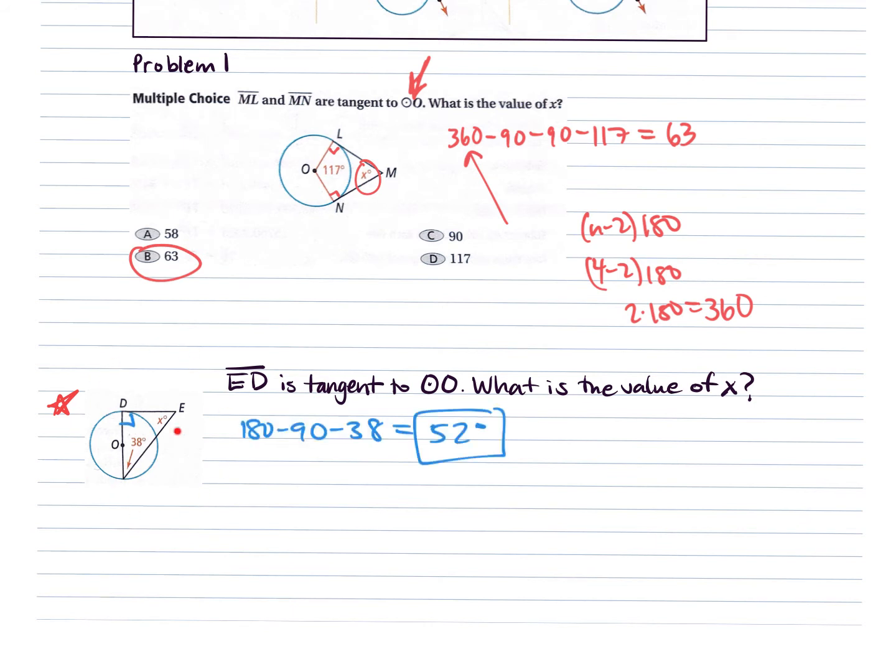Okay, here it's a triangle, so these add up to 180. Since this is tangent, then this is 90 degrees, so 180 minus 90 minus 38 is X, which is 52 degrees.